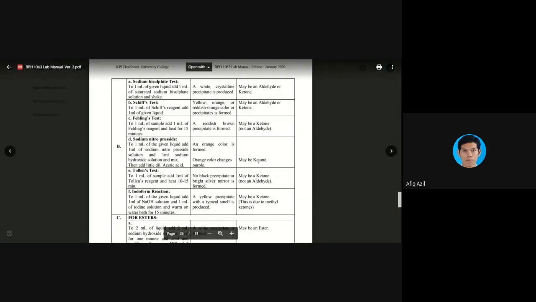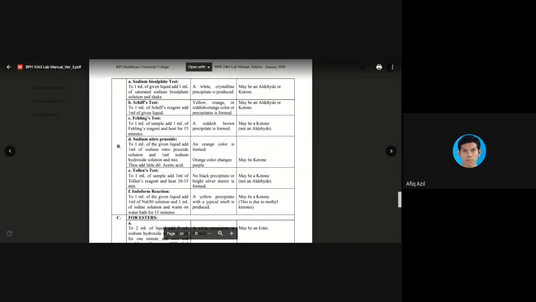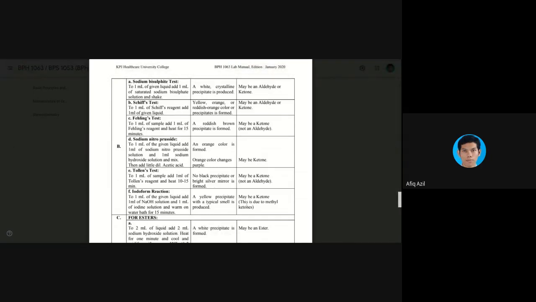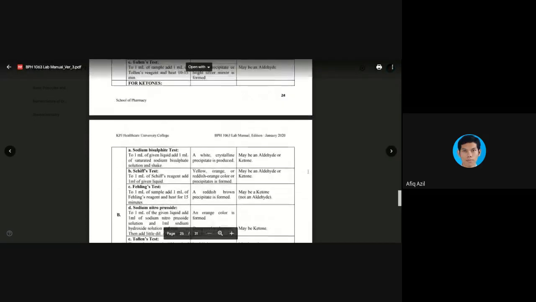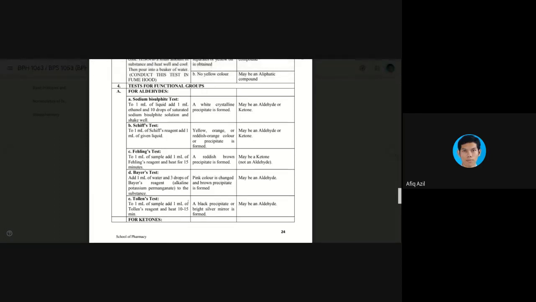So if the same observation is seen, so you have 4 tests as negative for aldehyde, 1 positive for aldehyde, and then for ketone, 5 tests positive for ketone, 1 test negative for ketone. So if something like this happens, I would advise you to take the majority of the observations that you have. For example, here, for the aldehyde, 4 of the tests said that it is not an aldehyde, while only one said that it is an aldehyde.